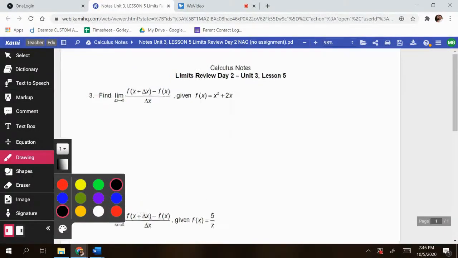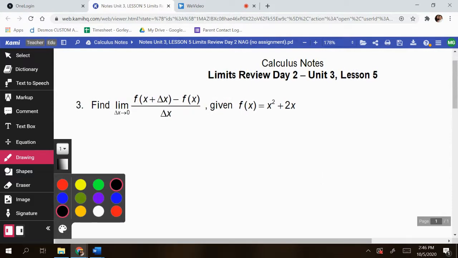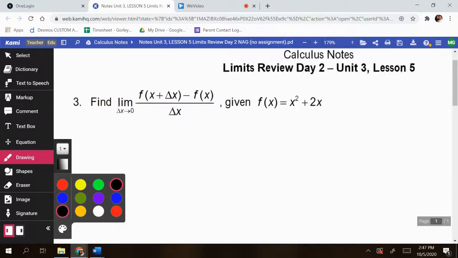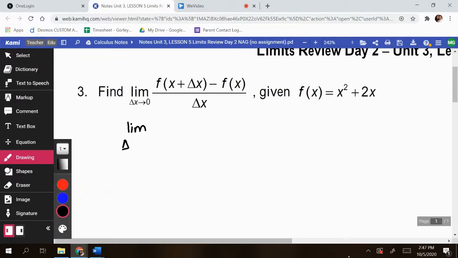In the Unit 3, Lesson 5 notes, we are just going to review how to evaluate some limits where delta x is approaching 0. Okay, so looking at this first example, it tells me to find the limit as delta x approaches 0 of this rational expression. The first thing I'm going to do is break this into chunks. Let's just focus on f of x plus delta x first.